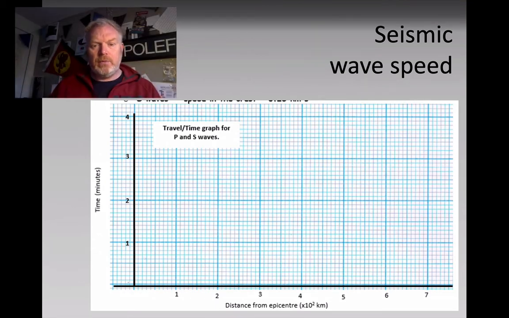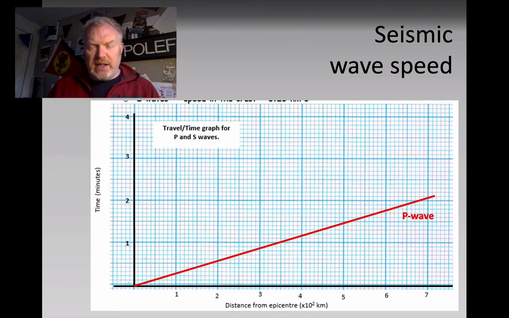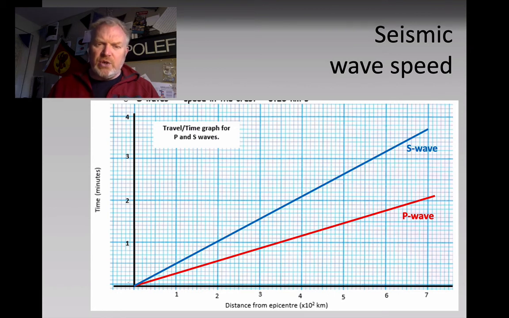Okay, let's have a look at what you've come up with. This is my line for the P wave. You can see after 2 minutes, the P wave has travelled nearly 700 kilometres. The S wave, travelling more slowly, after 2 minutes, has travelled about 380 kilometres. So we've got these two lines. We're going to come back to those in a moment.